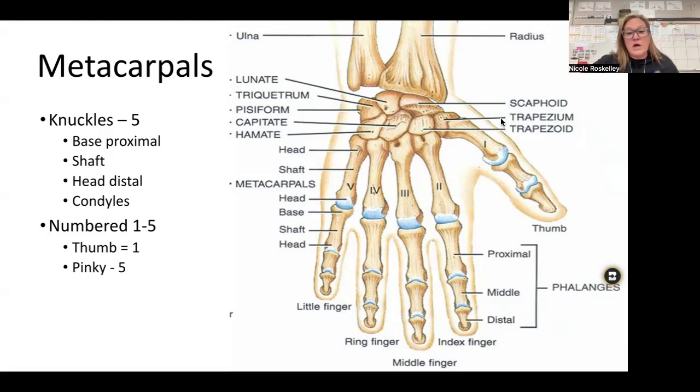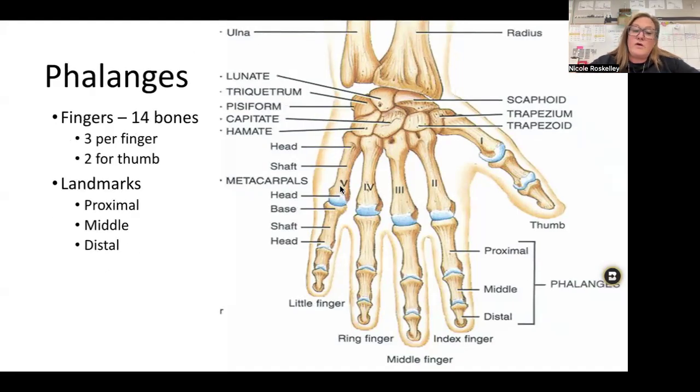Remember, we have the base, we have the shaft, and then we have the distal head. And now at the base and the shaft, you have condyles. Remember that just like any other bone, we have epicondyles. And then we have again our numbered 1, 2, 3, 4, and 5. Fingers, 14 bones, 3 on each finger except for the thumb. And we always have the proximal, medial, and distal.